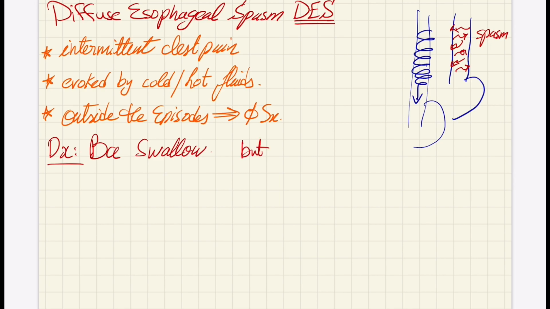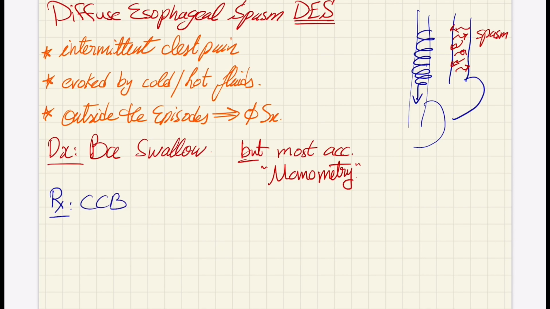Otherwise, we initially start with barium swallow to see the corkscrew esophagus or nutcracker esophagus, but the most accurate test is to do manometry and check the pressure within the esophagus. For the treatment, what we are going to give is CCB, calcium channel blockers. If this didn't work, then we give nitrates.